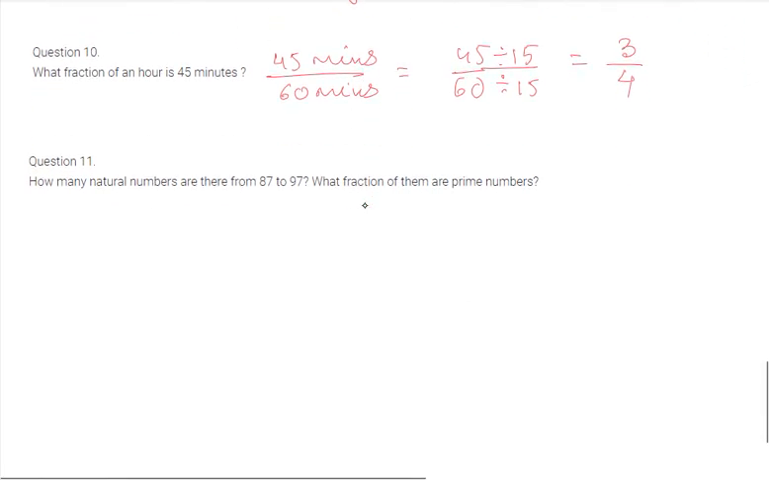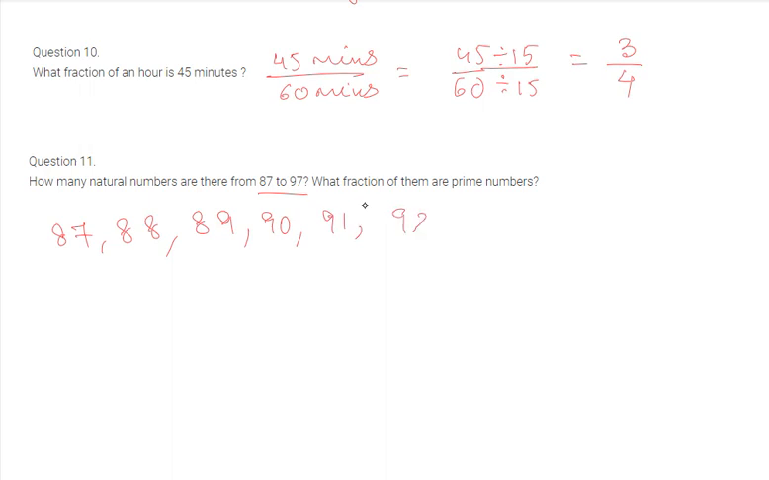Now how many natural numbers are there from 87 to 97? So I'll start with 87. How many natural numbers are there from 87 to 97? Okay, so 87, 88, 89, 90, 91, 92, 93, 94, 95. I'm writing all for a purpose. 96, 97, right?